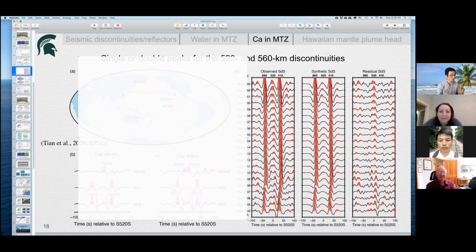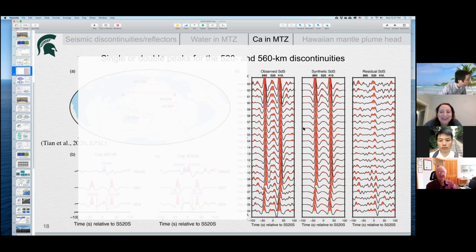But certainly that's an interesting topic we can look at, trying to look at either discontinuities or reflectors. There were actually a lot of publications before trying to look at upper mantle discontinuities, like the X discontinuity, or possibly even shallower discontinuities. But here our focus is just on 520 and 560.